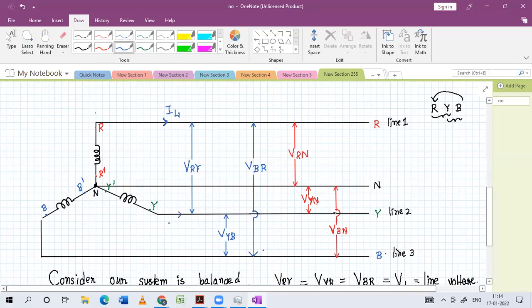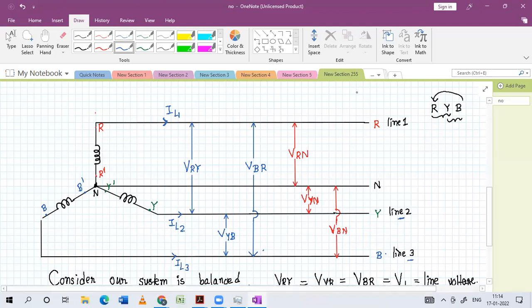This is our line number 2, so I will give it the name IL2. And whatever current is passing here is in our line number 3, so I will give it the name IL3. Is it clear? So IL1 is equal to IL2 is equal to IL3. Why? Because our system is balanced. So that is the line current.